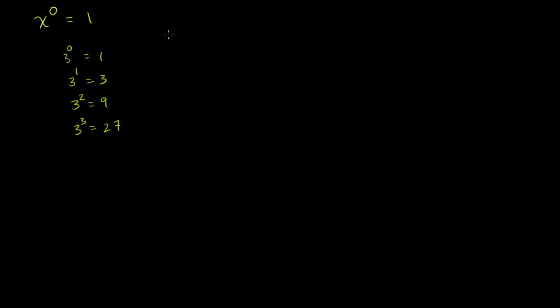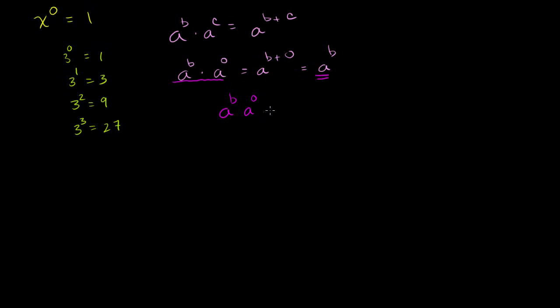For example, I told you that a to the b times a to the c is equal to a to the b plus c. Now, what happens if c is 0? What happens if we have a to the b times a to the 0? Well, by this property, this needs to be equal to a to the b plus 0, which is equal to a to the b. So a to the b times a to the 0 must be equal to a to the b, right? B plus 0 is b.